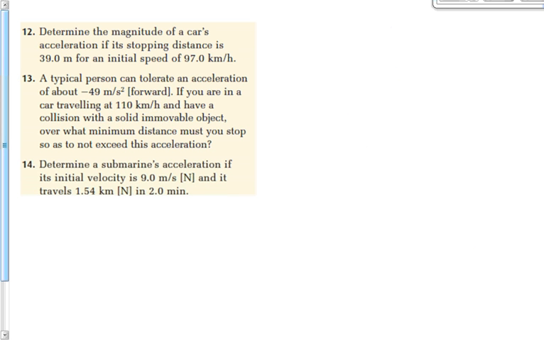All right, finally, question number 14. It says determine a submarine's acceleration if its initial velocity is this. It travels 1.54 kilometers in a time of 2 minutes. Circled a couple non-standard units here.